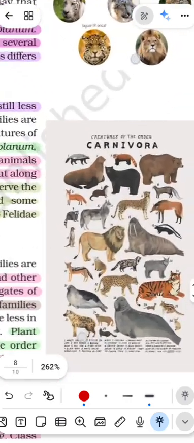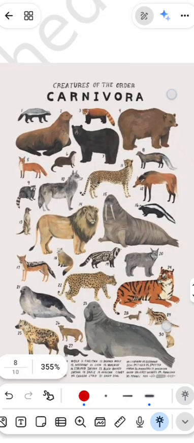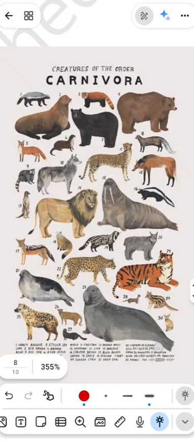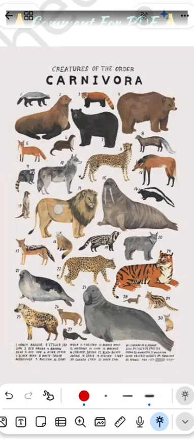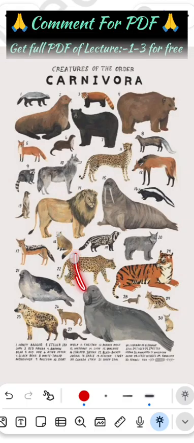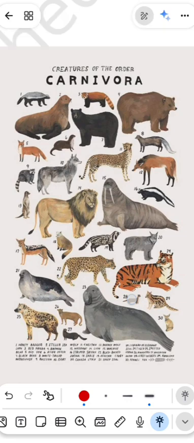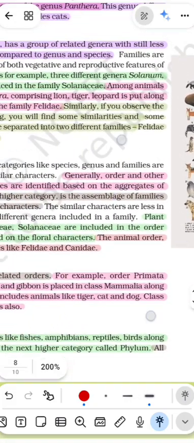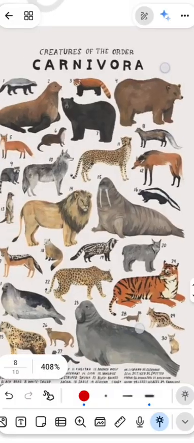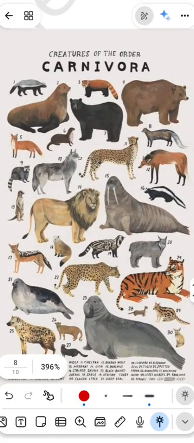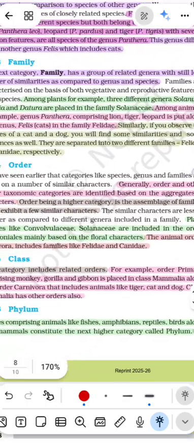You must see the order Carnivora. Here there are more than 30 families. You can see this is Panthera. This is also Panthera, this is also Panthera, and many other genera and species of animals are here in order Carnivora. You must see this picture of Carnivora. There are so many different animals included in Carnivora.